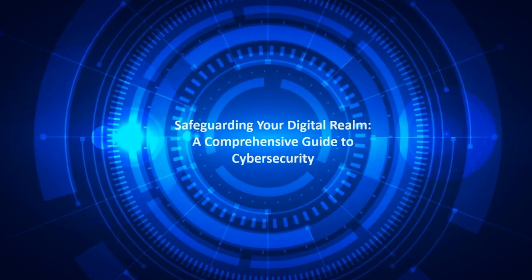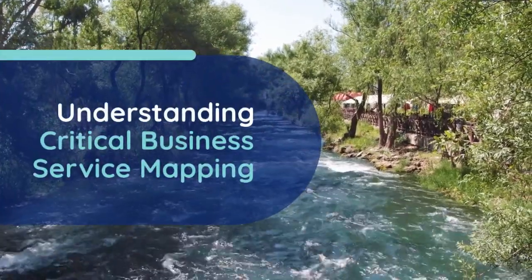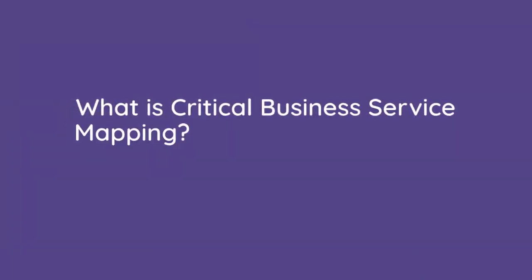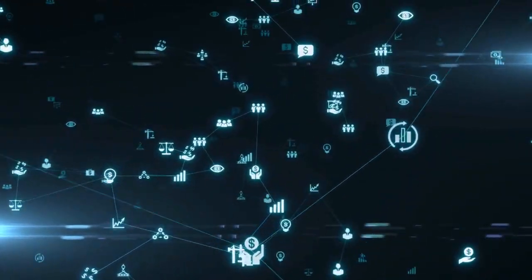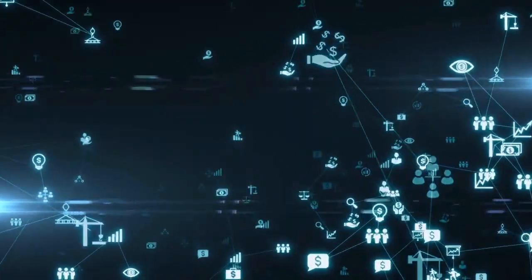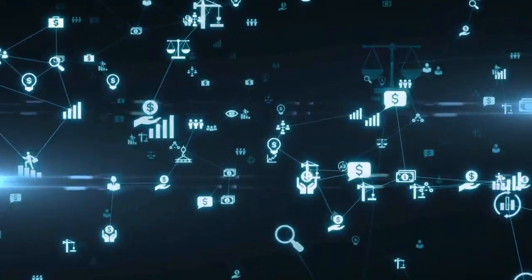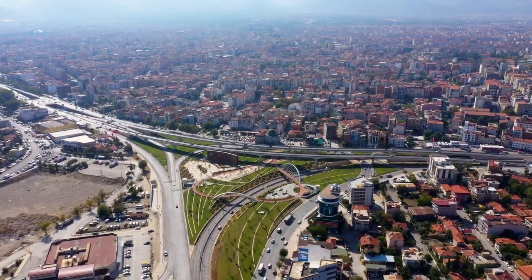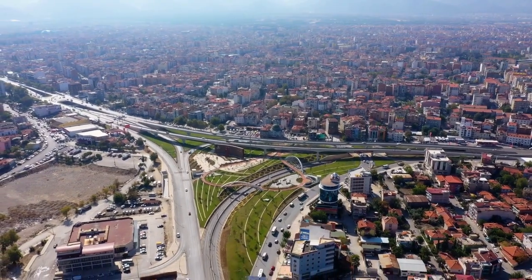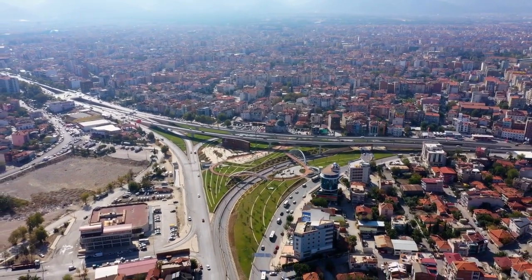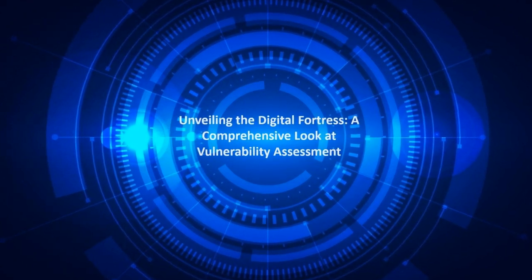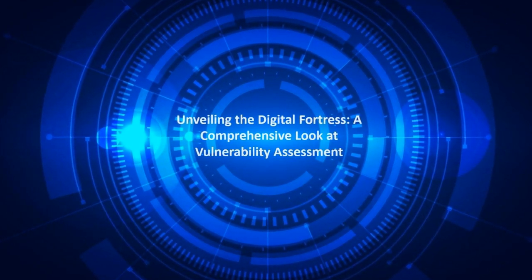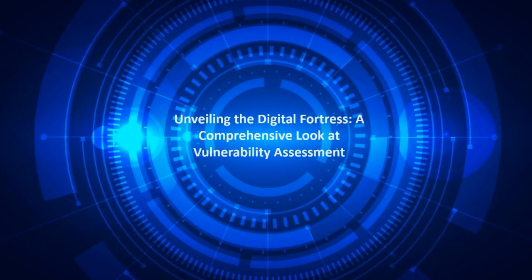for a broader audience. Understanding critical business service mapping. What is critical business service mapping? Critical business service mapping is akin to drawing a map that outlines the most crucial aspects of a business and how they interconnect. Imagine your business as a city with various services as roads. Some are highways crucial for the flow of goods and services. Critical business service mapping helps identify and secure these essential routes, ensuring the smooth functioning of the entire business.